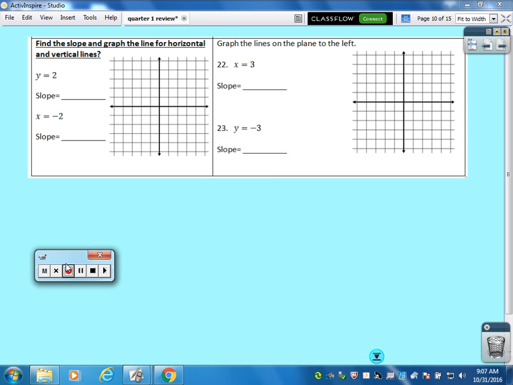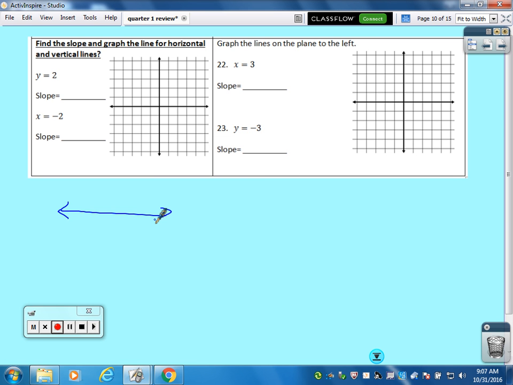For horizontal and vertical lines, a horizontal line like this and a vertical line like this, we actually have two acronyms that help us keep everything straight. So we've got HOY and we've got VUX. The H stands for horizontal over here. The O stands for zero slope, so you can write that as 0 or you can write the number 0.